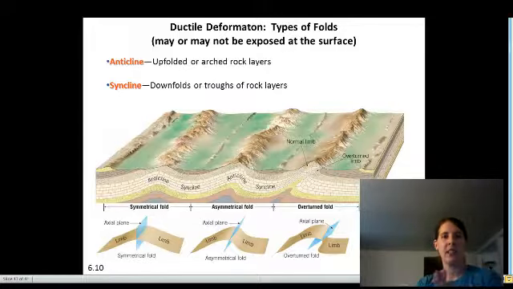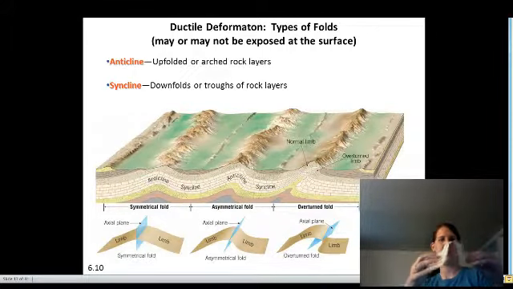Now, the anticlines and synclines can then be broken down into smaller categories based on their symmetry. So if you have an anticline that is perfectly symmetrical on both sides, this is about as close as I can get with a piece of paper. See how this is symmetrical? This would be a symmetrical anticline fold.